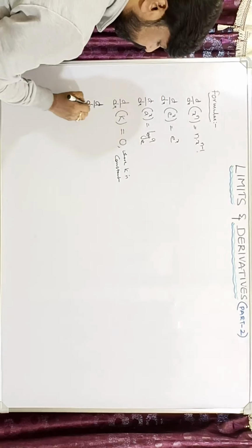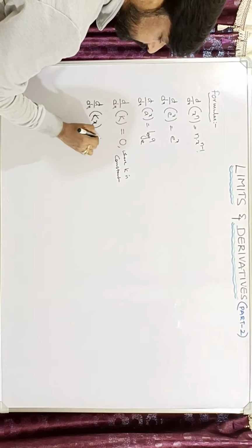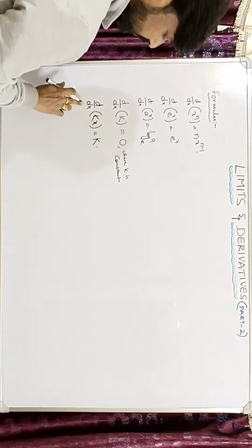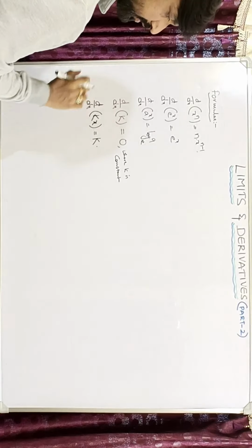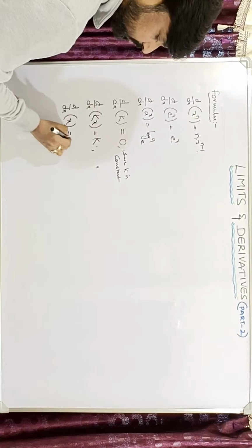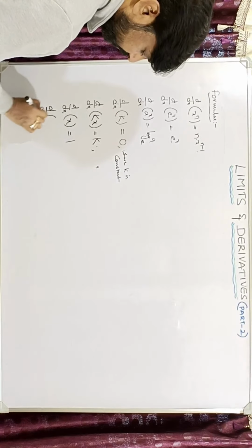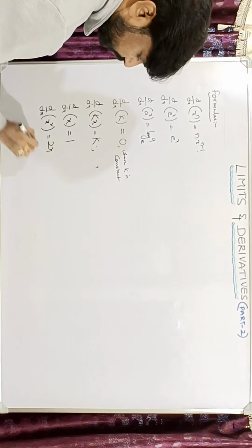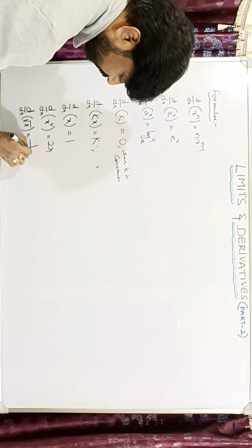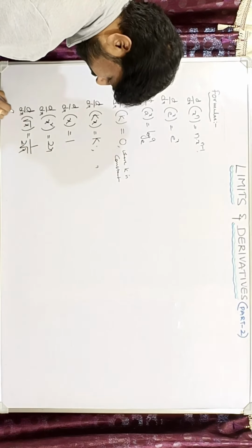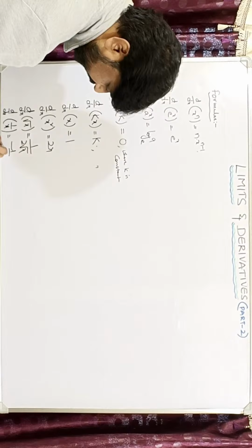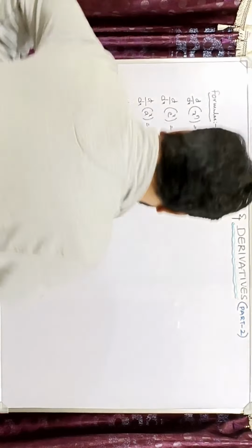Then d by dx of constant into x: the constant you can take outside, and d by dx of x is equal to 1, which means d by dx of k x is equal to k, where k is a constant. Of course, d by dx of x is equal to 1. d by dx of x square is equal to 2x. d by dx of root x is equal to 1 by 2 root x, and d by dx of 1 by x can be written as minus 1 by x square. This is the first layer of formulas.